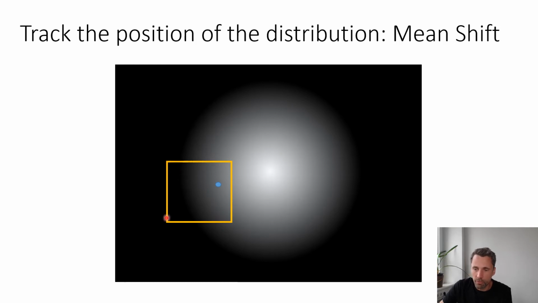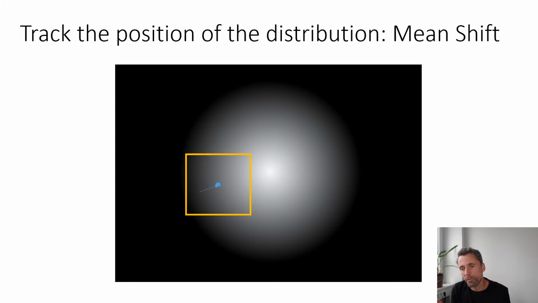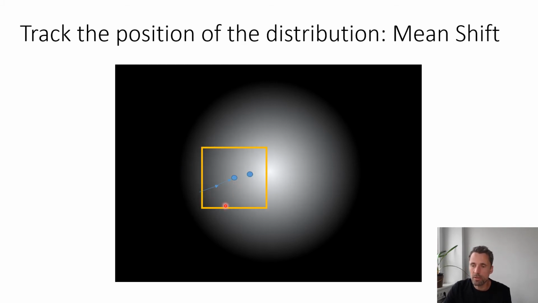Yeah. So for this given window, the weighted mean of all the positions here, weighted by the underlying distribution, is this blue dot. Now, if we then move the window to that position and then compute the new mean, the new average, the weighted position, we see that it nicely walks up that hill.